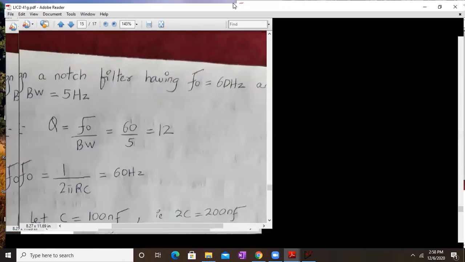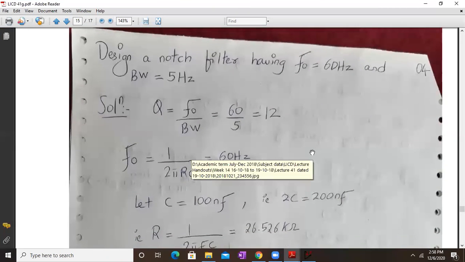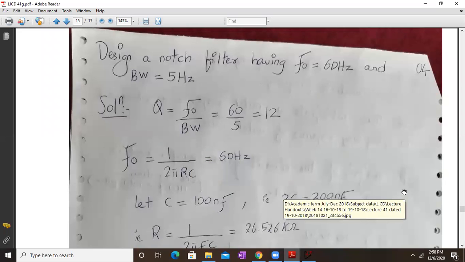So let's go to the final design for this online lecture. Design a notch filter having f naught as 60 hertz and a bandwidth of 5 hertz. The very first thing is the quality factor. Quality factor is given by f naught divided by bandwidth. f naught is the notch frequency, 60, divided by bandwidth 5. So quality factor is 12.